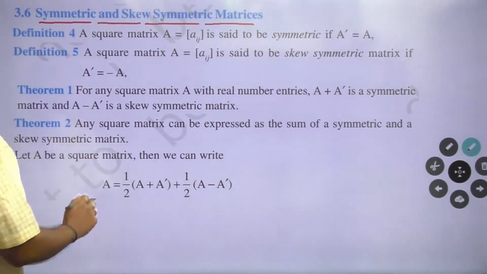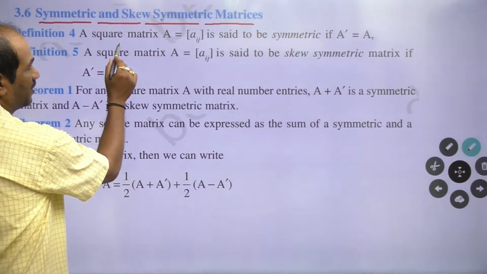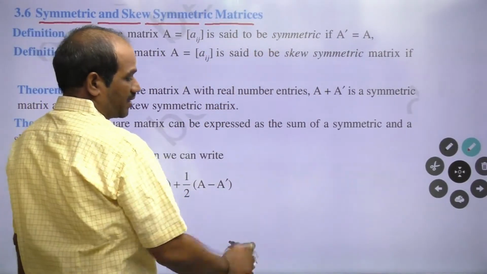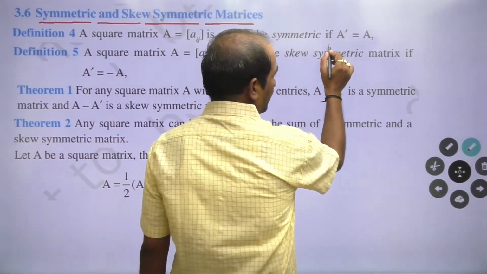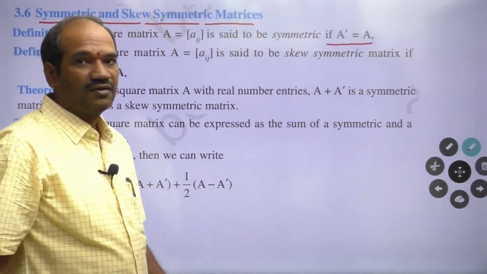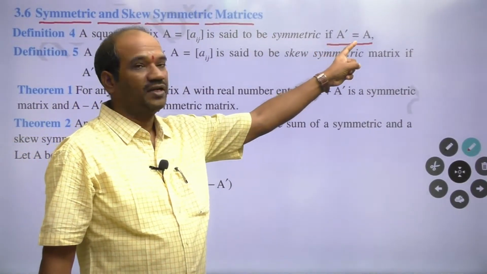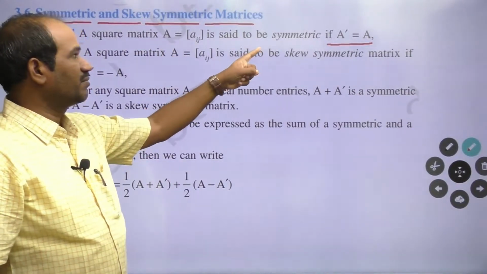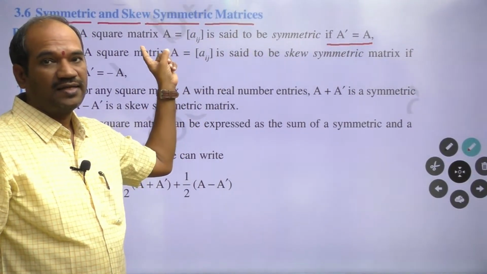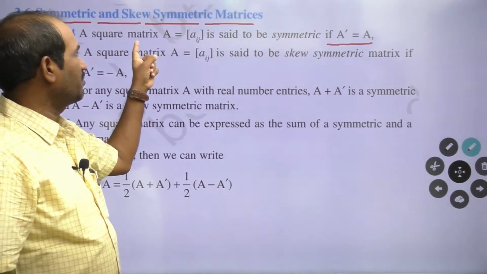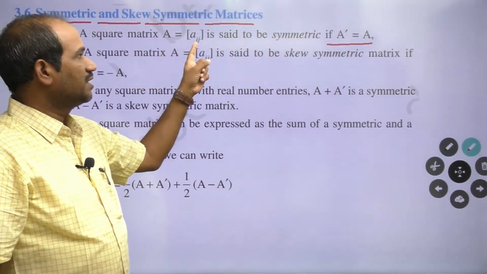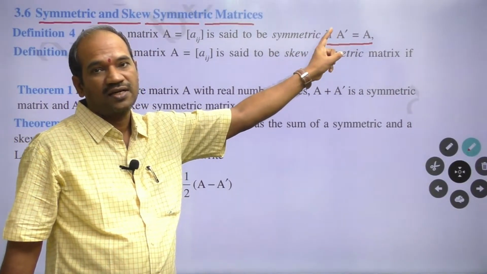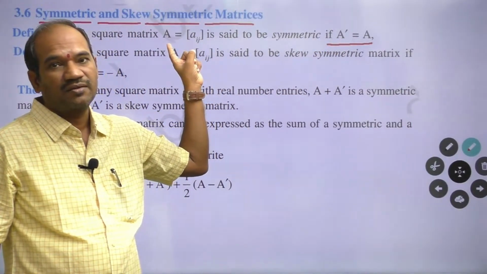See here the definition. A square matrix A is said to be a symmetric matrix if A dash is equal to A. A dash means the transpose of the matrix. If this condition is satisfied, that matrix A is called a symmetric matrix. A square matrix is said to be a symmetric matrix if A dash is equal to A.